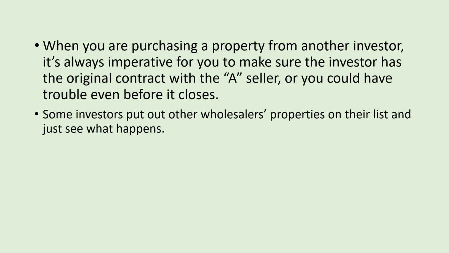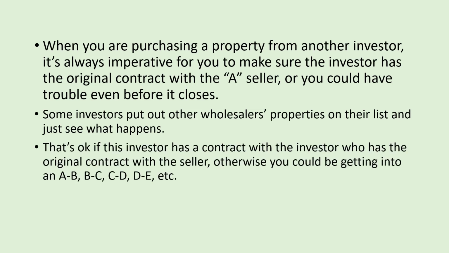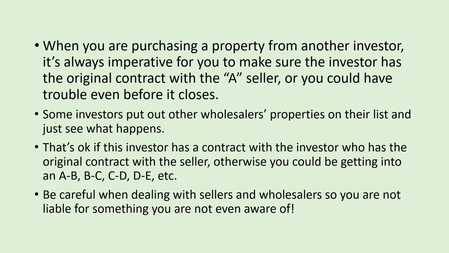Some investors put out other wholesalers' properties on their list just to see what happens. That's okay if this investor has a contract with the investor who has the original contract with the seller. Otherwise, you could be getting into an A to B, B to C, C to D, D to E, etc. Be careful when dealing with sellers and wholesalers. You're not liable for something you're not even aware of.